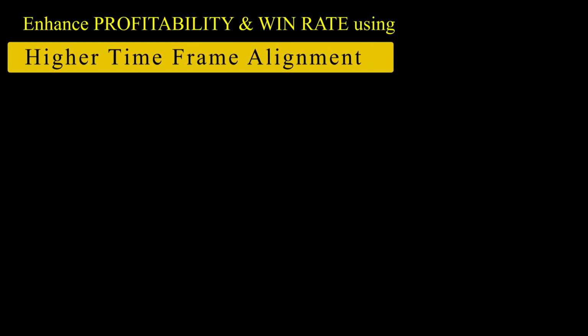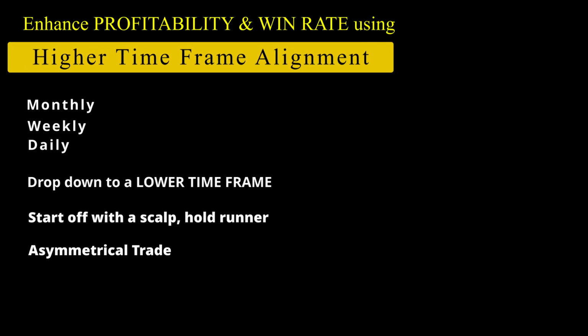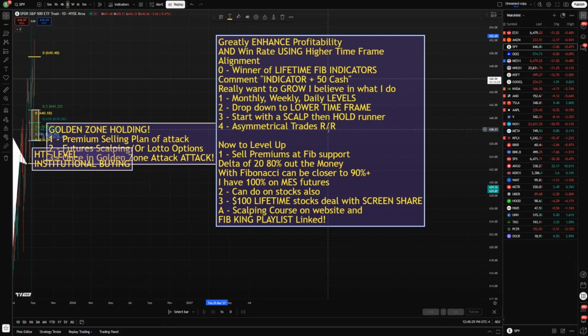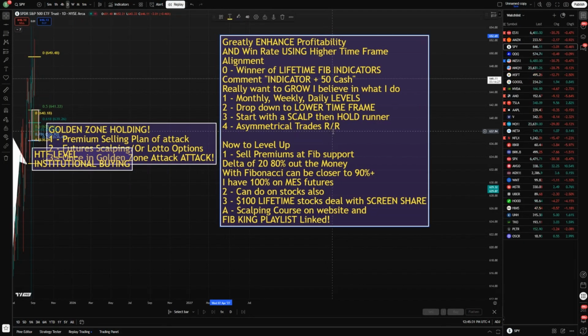So let's continue now. All right. So you want to do monthly, weekly, daily levels, drop down to the lower time frame. You can start off with a scalp. And then if you get a big winner, you can go for an asymmetrical trade. So I'm going to show you guys, I hit a 300x winner using futures. So I also use futures.